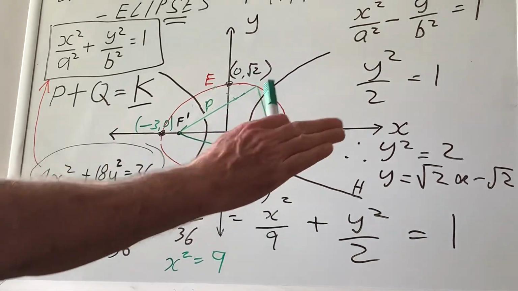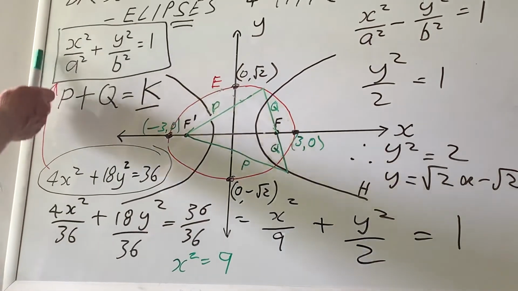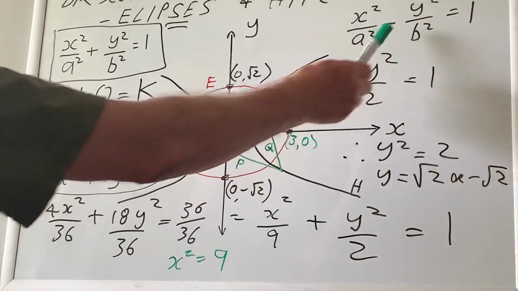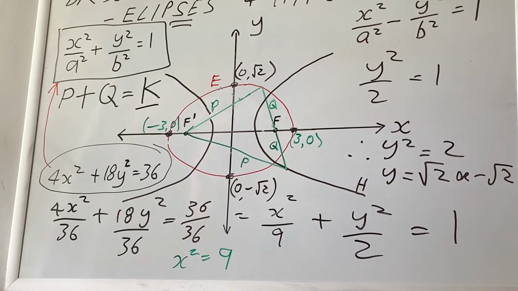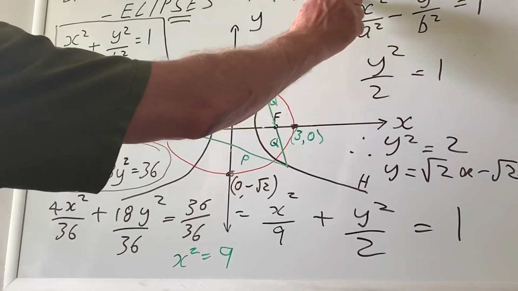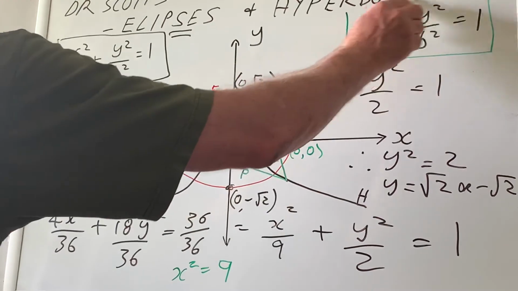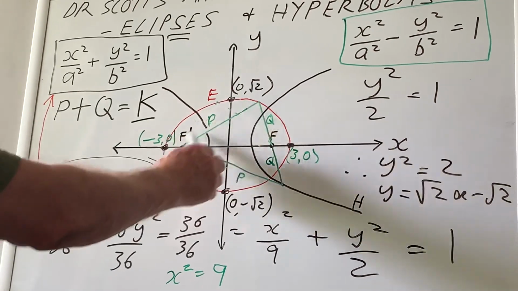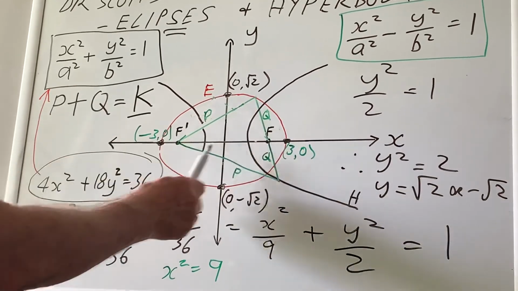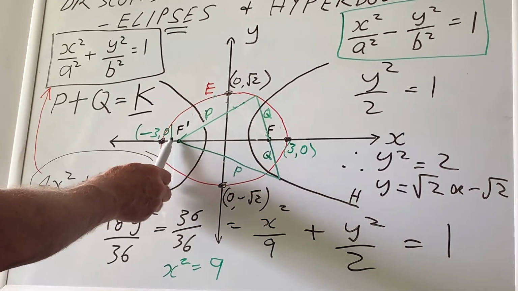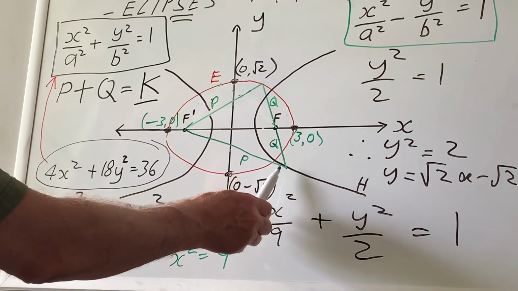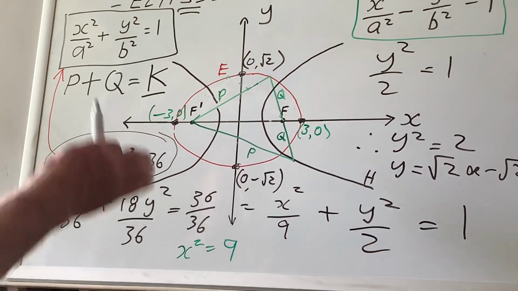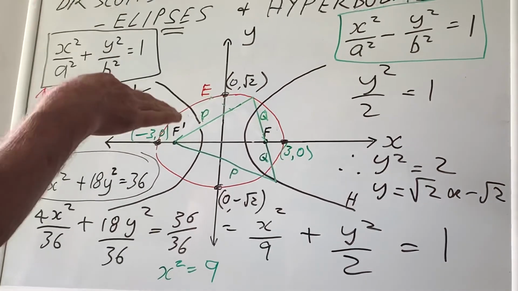So that looks very complicated. The general formula of the ellipse is that. The general formula of a hyperbola is this. With an ellipse the two lines from the foci add up to the same number every time, a constant. With a hyperbola, the two lines from the foci, when subtracted, give the same number. So that's ellipses and hyperbolas in a nutshell.